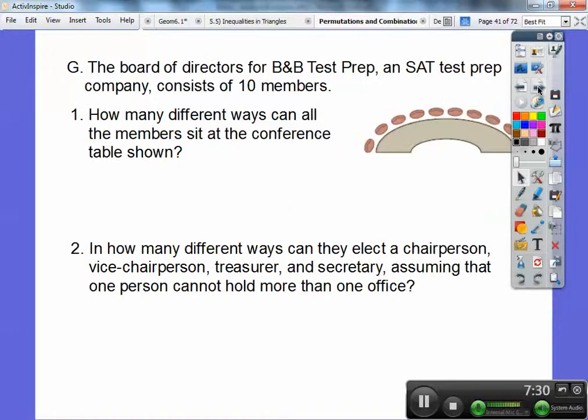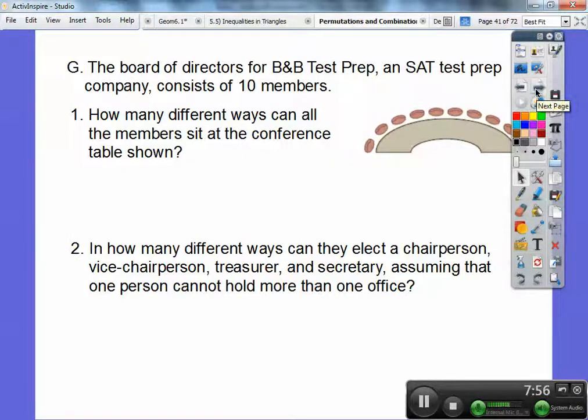All right, so here's another one. The board of directors for B&B Test Prep, which is an SAT prep company, consists of 10 members. How many different ways can all the members sit at the conference table? And how many different ways can they elect a chairperson, vice chairperson, treasurer, secretary, assuming that one person can hold more than one office? For the first one, how many different ways can the 10 members be seated?